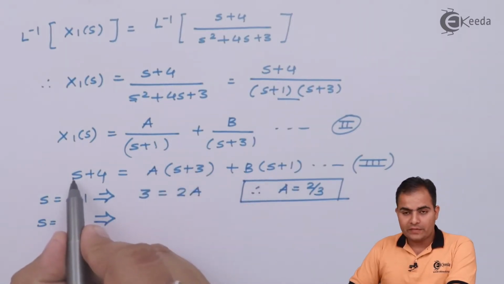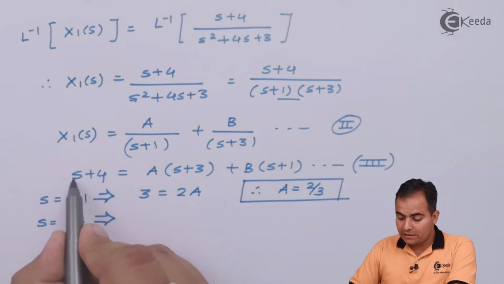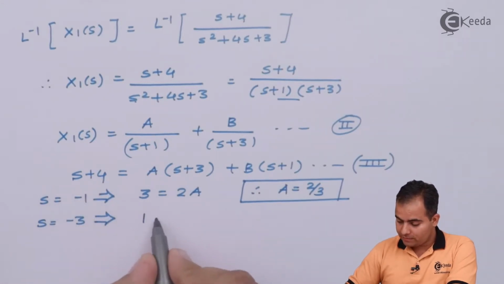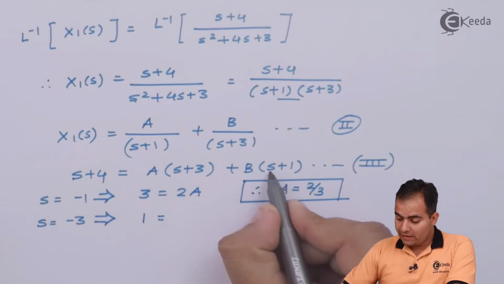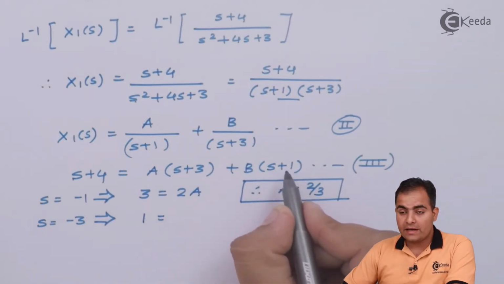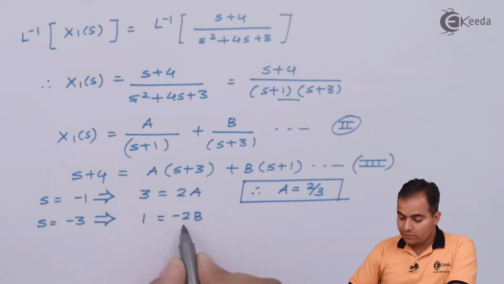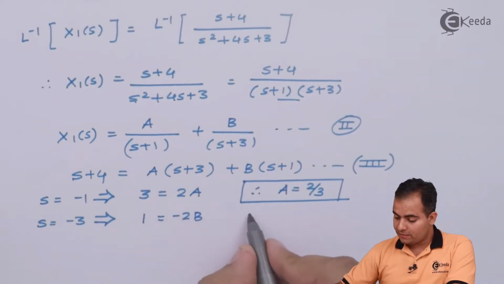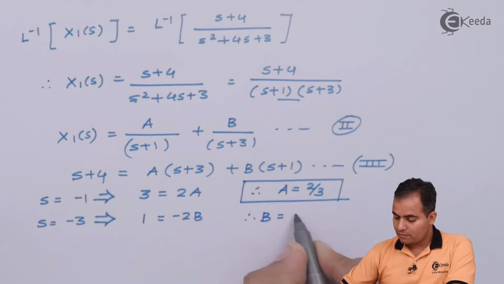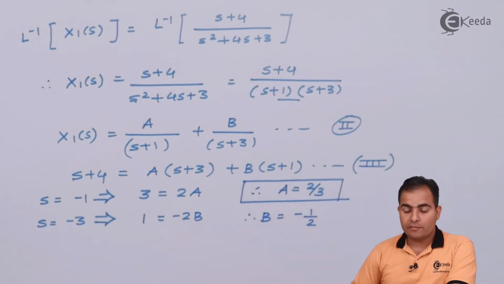But look at here. If this s is replaced by -3, then -3 plus 4 is 1. But -3 plus 1 is -2. So we have -2 into b. And if I shift this -2 on the left hand side, then I'll get -half.